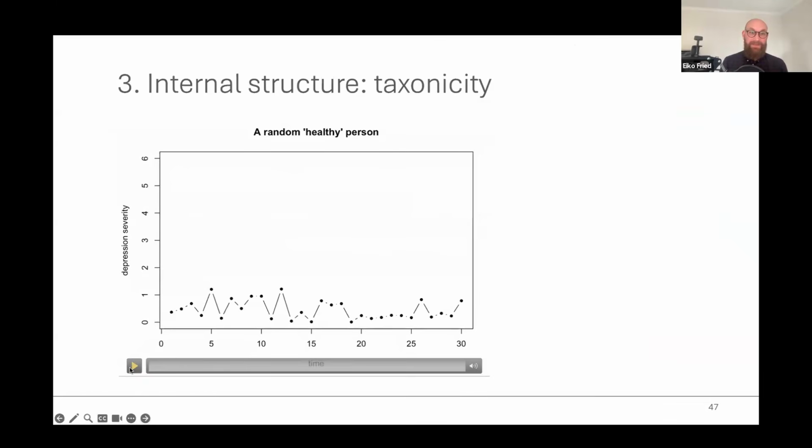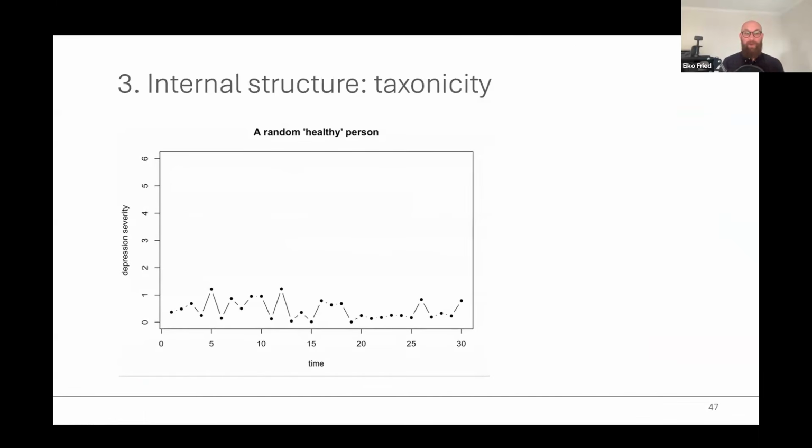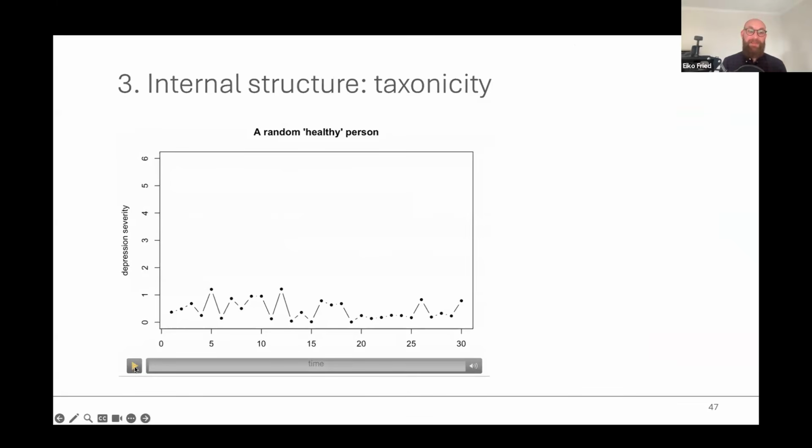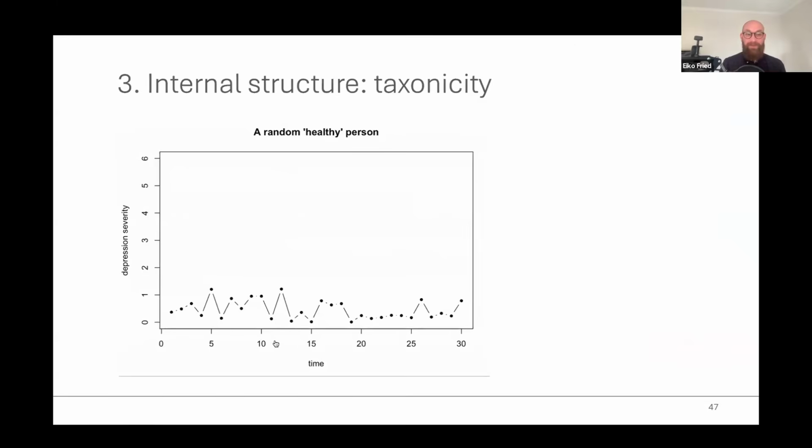My own perspective is this: I'm much more interested if depression is taxonic within person. So these are made up data now. The x-axis is time. The y-axis is depression severity, the number of symptoms. And I simulated a couple of healthy participants. You can see the start.